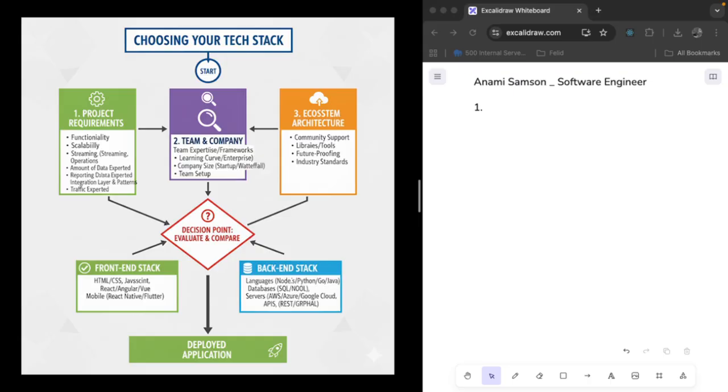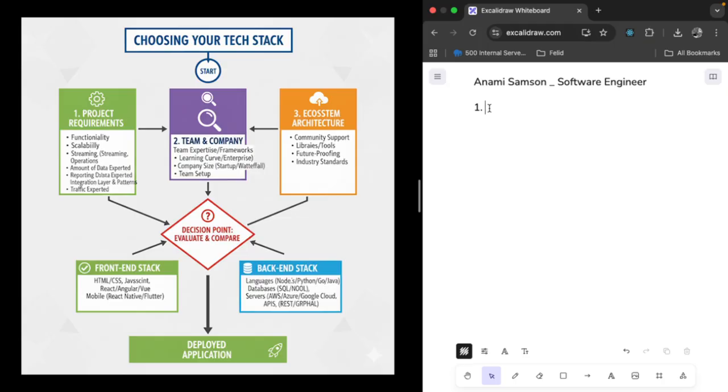So today we want to look at what you need to consider before choosing a tech stack. As a software engineer, or if you are an aspiring software engineer, you need to select a language or a tech stack that will lead you into something. Today I'm discussing five major items that you need to consider if you want to choose a tech stack. So let's kick it off.